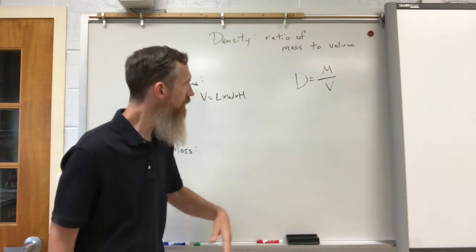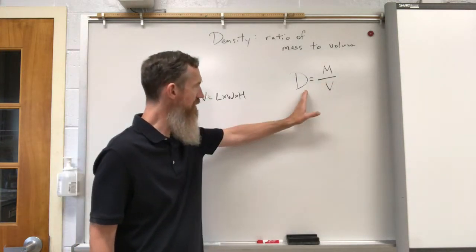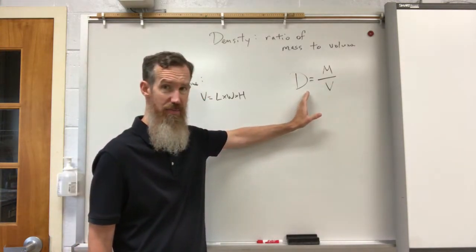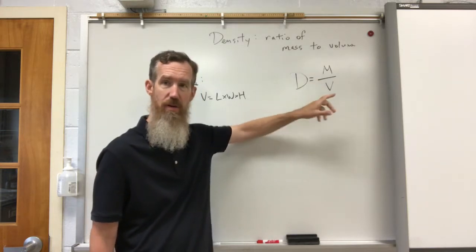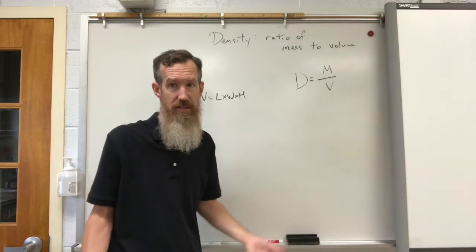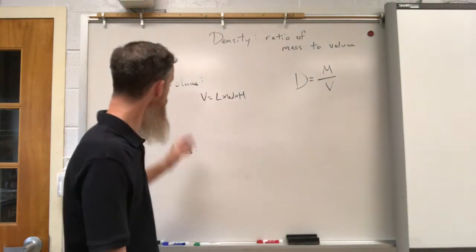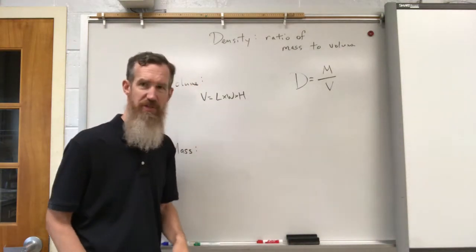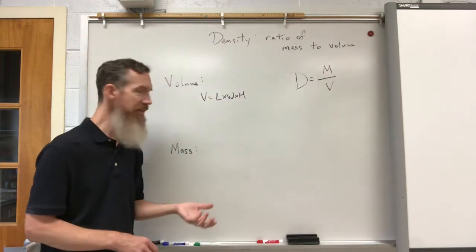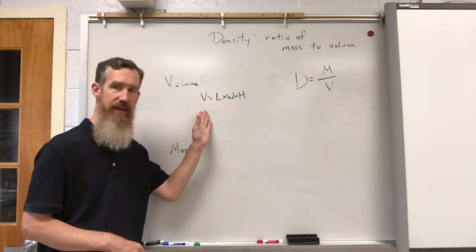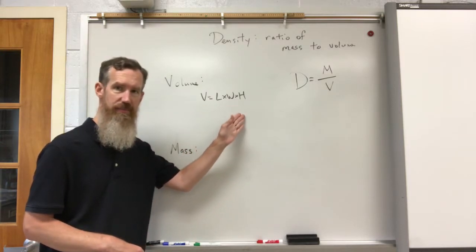Now, because density is a combination or comparison of two physical properties, mass and volume, we need to discuss mass and volume. So volume is how much space does an object take up? And if you were in math class, volume would be length times width times height.